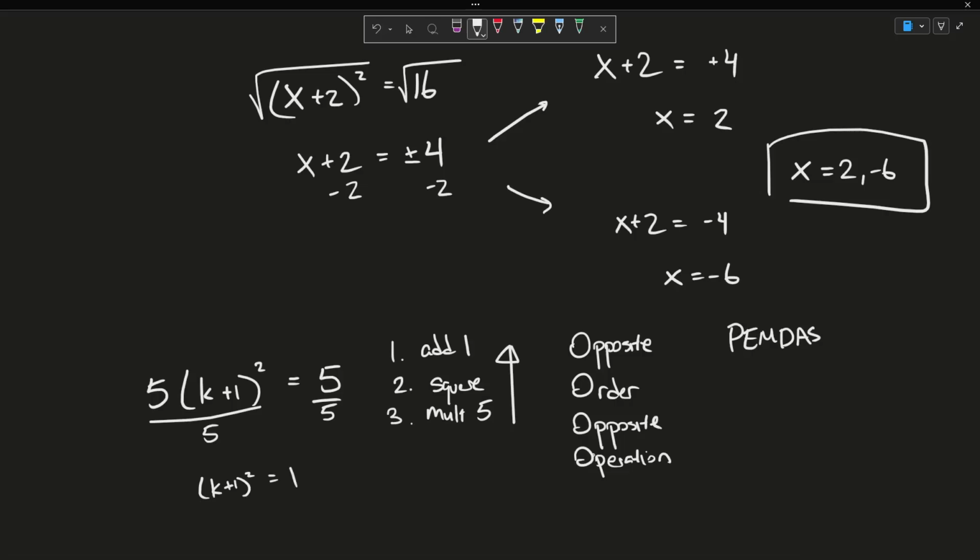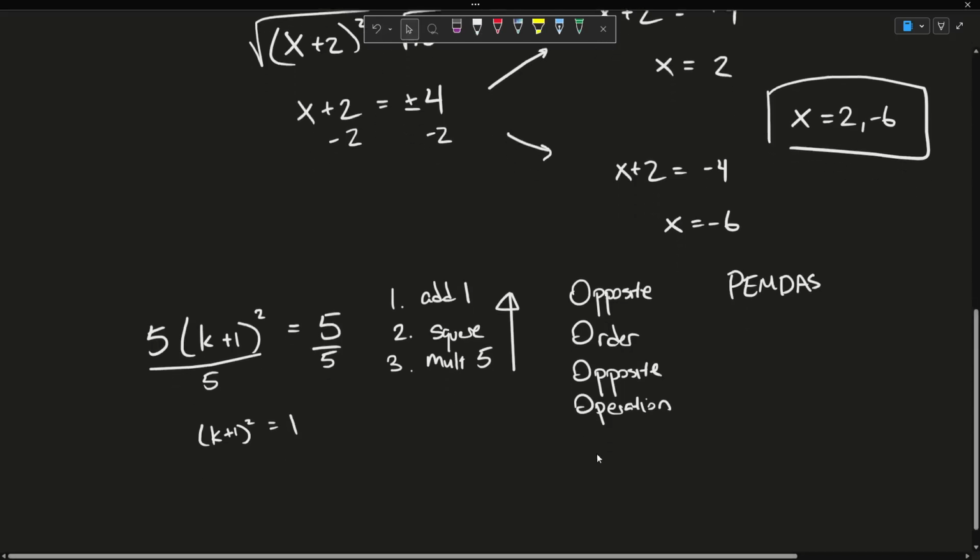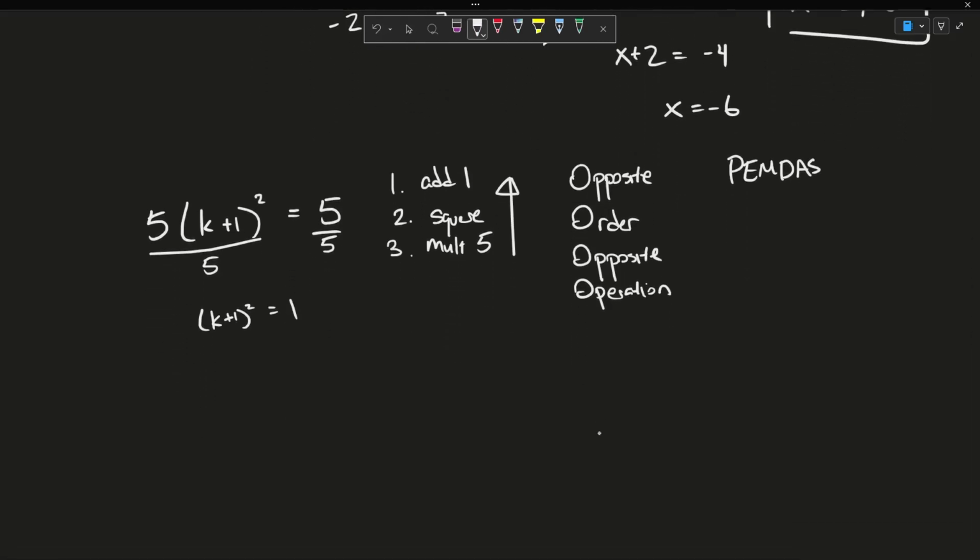And then the square is next. So I square root both sides. Square root. Don't forget your plus or minus. So k plus 1 equals plus or minus 1. And lastly, I subtract 1. But once again, we see that we can't do it.